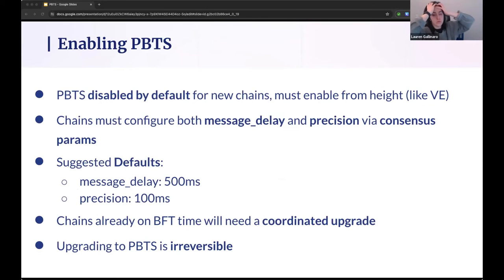Cool. Similar to vote extensions, we'll have a PBTS enable height, and this is a one-way change, right? Upgrading to PBTS is irreversible, and you'll need a coordinated upgrade. So that will be a parameter as well as our synchrony params, message delay and precision. These are again suggested defaults, but I imagine those will be tuned on a per network basis. I don't know if anyone has any questions or anything to add on this.